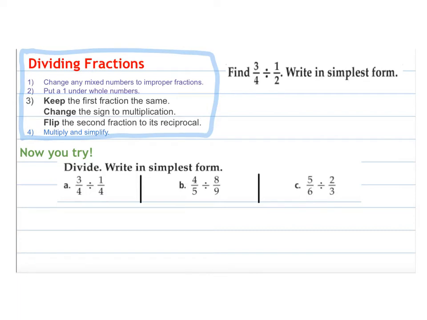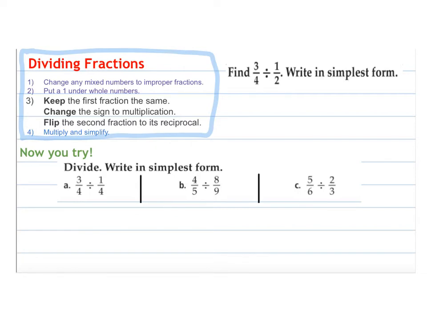So keep the first fraction the same, change the sign from division to multiplication, and then flip the second fraction to its reciprocal. So you flip the numerator and the denominator. And then we multiply just like we did when we were multiplying fractions. And then you just have to make sure you simplify your answer, turn it back into a mixed number if you need to. So let's see what exactly that means.